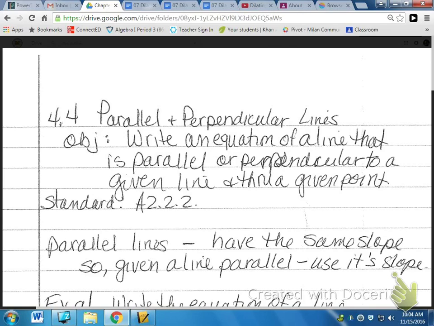So we have already been given information of the slope and a point, and you had to write an equation. This time they're going to give you a line that's parallel or a line that's perpendicular. Basically, that is how you will find your slope from those.